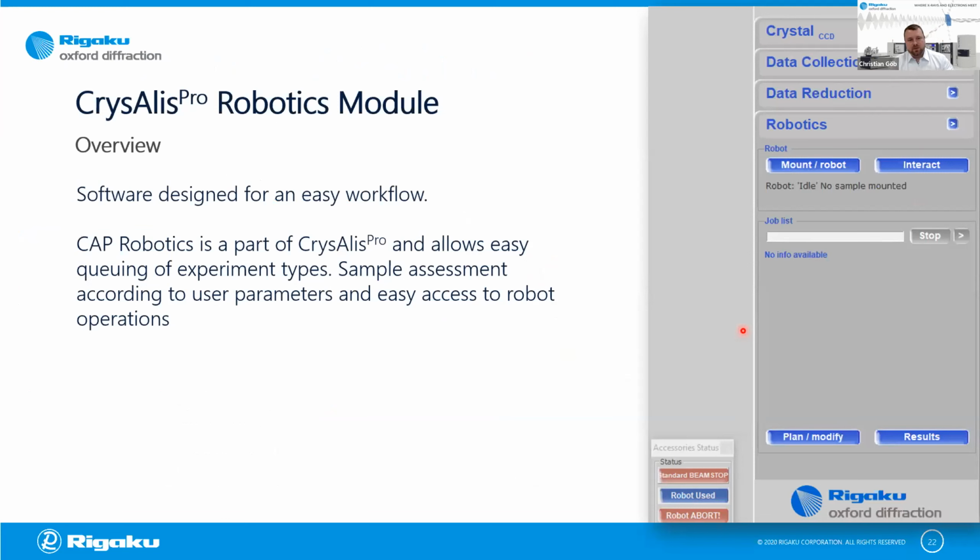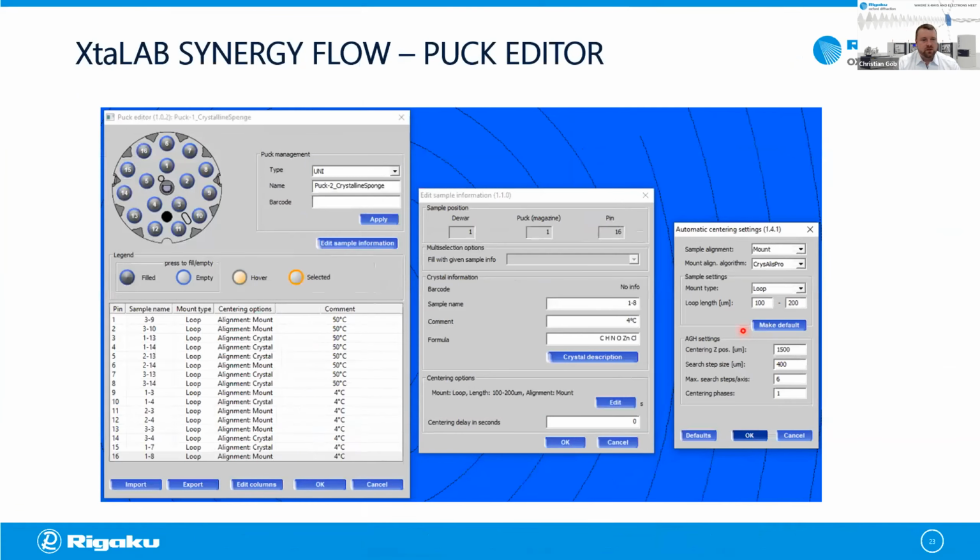The XtaLAB Synergy Flow comes with this robotics module. Everything here is integrated and you don't need any external software to queue up your experiment and plan them. So the first step would be that you load your unipucks, of course. And for this, we have a unipuck editor, basically.